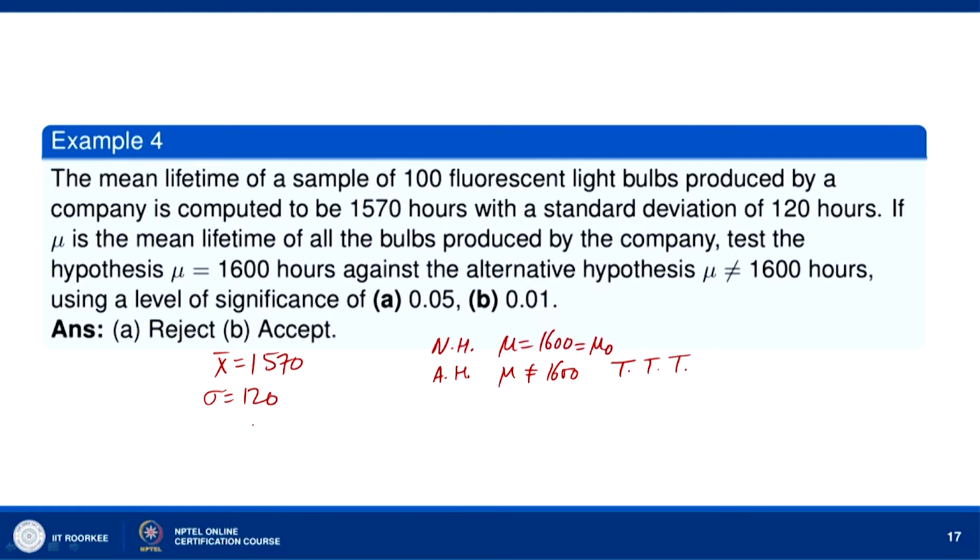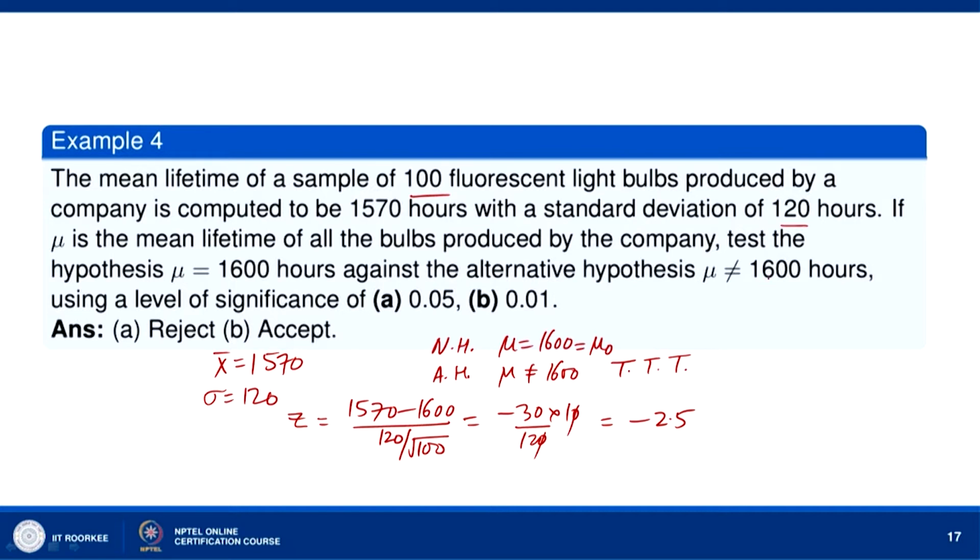And now, let us find the value of Z. So, Z is equal to 1570 minus 1600 divided by sigma over root n. Sigma is given to be 120, divided by root 100, because there are 100 bulbs. So, how much is this? This is minus 30 divided by 120 over 10, so this is minus 2.5. So, Z comes out to be minus 2.5.